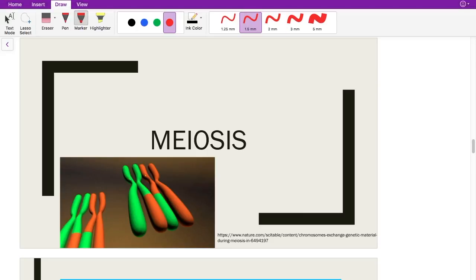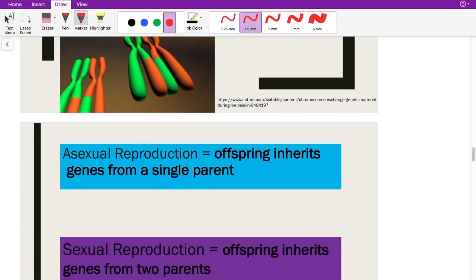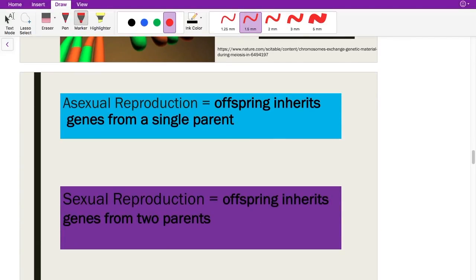Now we can talk about meiosis. Meiosis is another form of reproduction. It can be done asexually or sexually. Asexual reproduction means that the offspring inherits genes from a single parent, whereas sexual reproduction means that the offspring inherits genes from two parents.